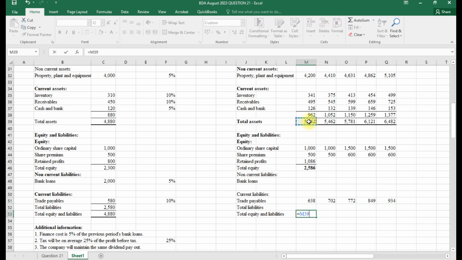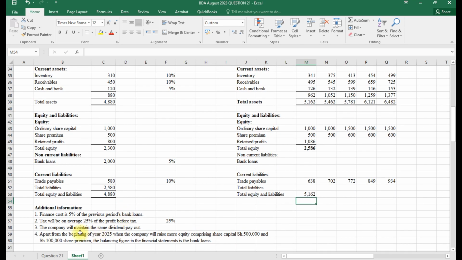But total equity and liability here, already we know the value should be the same as this 5162, and our balancing figure is a bank loan. Yeah, the balancing figure in the financial statement is a bank loan. Here we need to find the bank loan. So the bank loan will be this value, minus this, and minus the total of equity. So bank loan will be 1938 in that case. And our total liability here, alt equals these two.